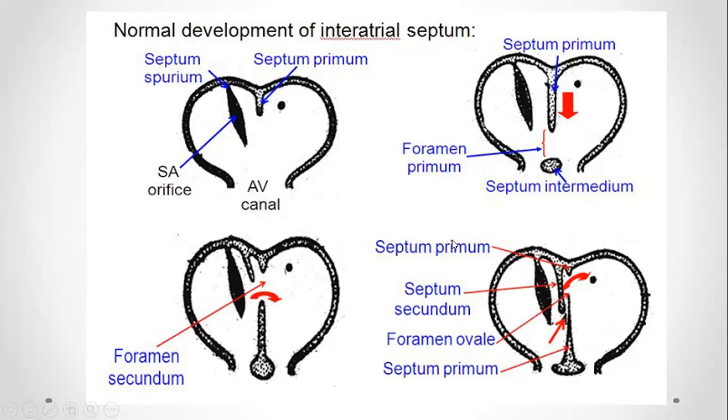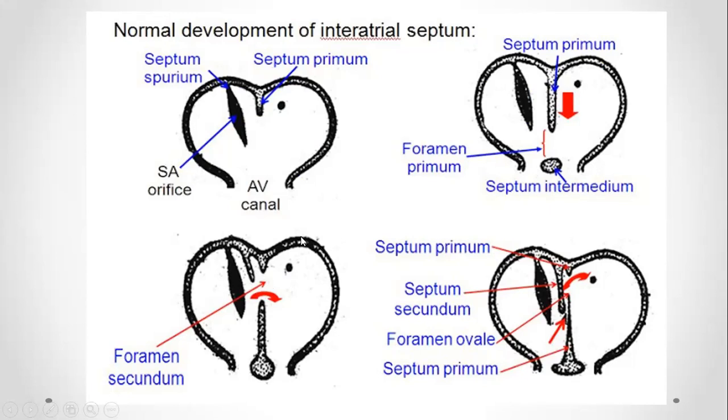Now there is formation of something called a septum secundum. If you see here, this is the septum secundum. This is the septum primum. This is the foramen primum. You should be able to differentiate between the septum and the foramen. This is the septum primum, this is the foramen primum, and this is the formation of the foramen secundum.